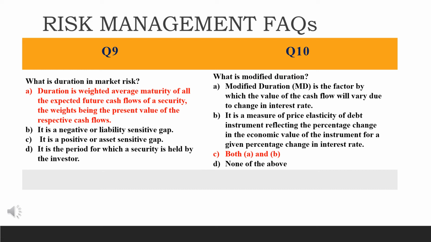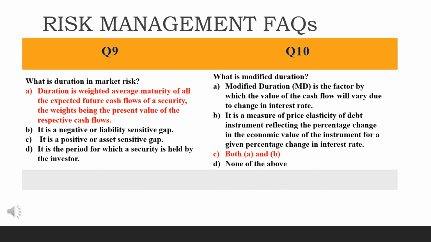Thus, the duration is equal to 1 x R1 plus 2 x R2 plus 3 x R3, divided by R1 plus R2 plus R3. You will get the answer. That's why the duration in market risk is the weighted average maturity of all the expected future cash flows of a security, the weights being the present value of the respective cash flows.